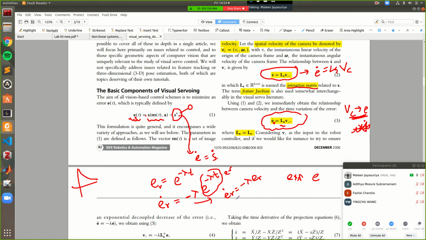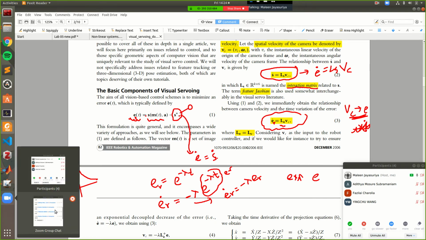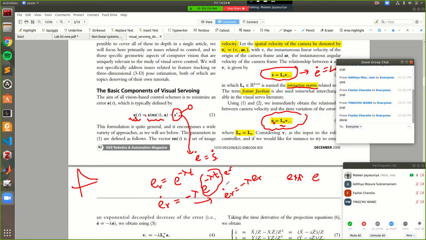Is that clear? Before I move forward, is that confusing? Because if that part is confusing, it's going to be difficult to follow along. Did anyone find that confusing?